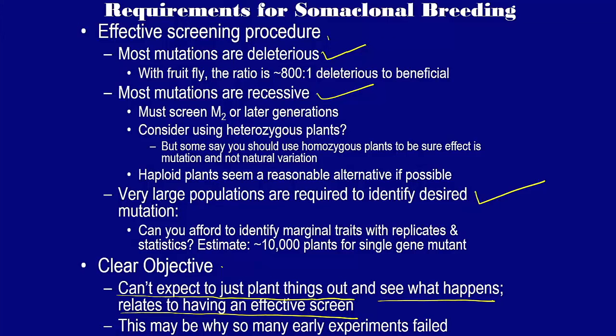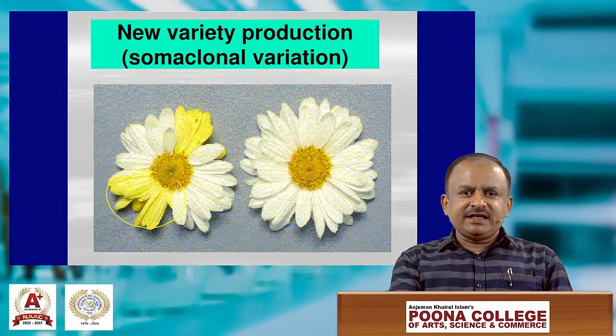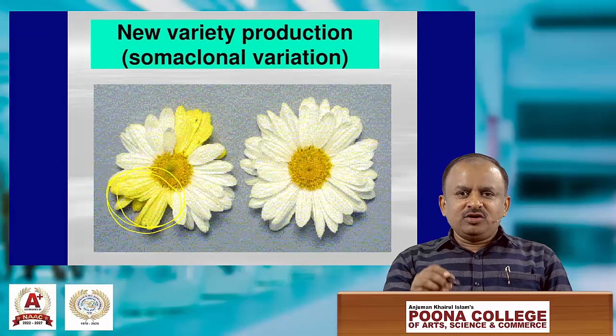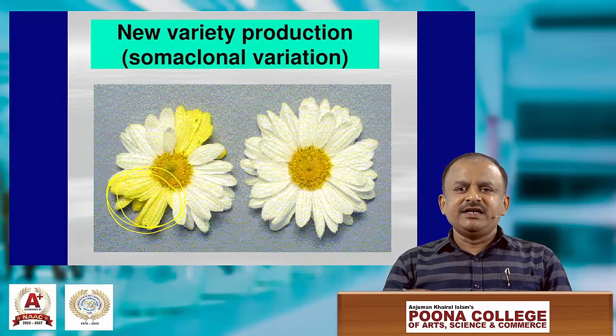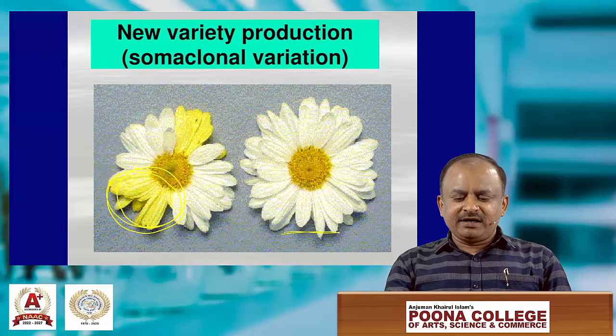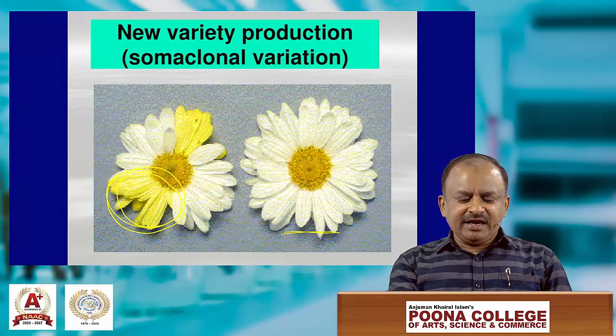Here, with the application of different techniques, you can see a change in the color of this particular flower. So this is the result. Nowadays we are generating different varieties by changing morphological characters with the help of somaclonal variation. This is the parental variety. In the parental variety, all these flowers are white in color, but here the ray florets change to yellow color.